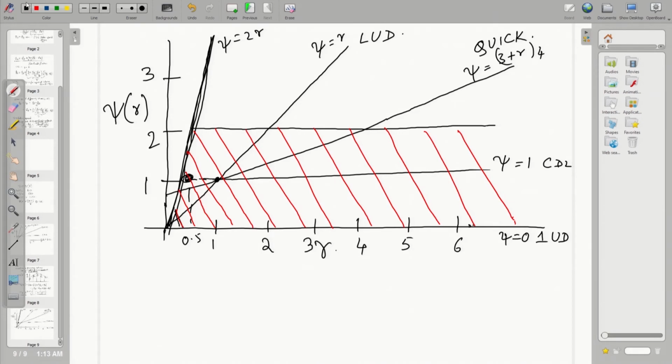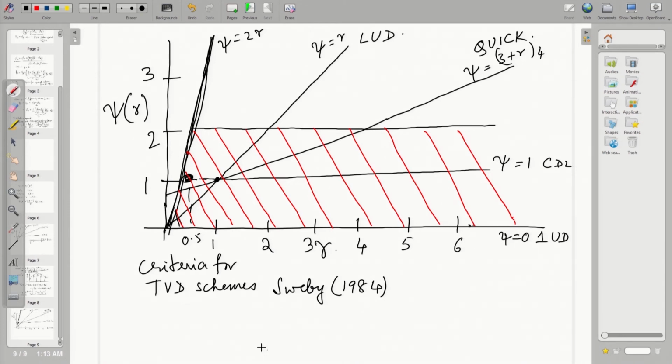So, the criteria to be fulfilled by TVD schemes was first very widely investigated and reported by Sweby in 1984 in a very famous paper, and it was indicated that the shaded region that we have on top, the red shaded region, satisfies the TVD property. That means, if you remain bounded within that region, the solution will never develop oscillatory tendencies.